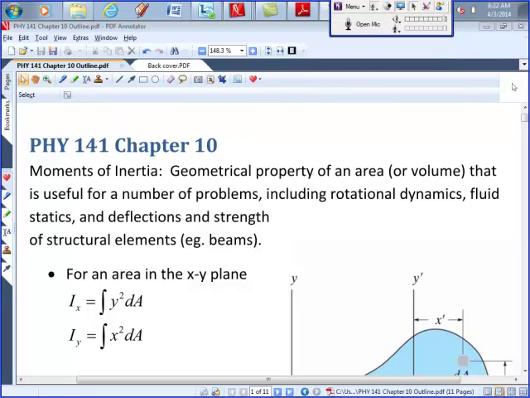All right, so as we mentioned last time, we're going to be starting moments of inertia, or basically this is a second area moment, and it has many applications in statics and dynamics. Just make a note on here.